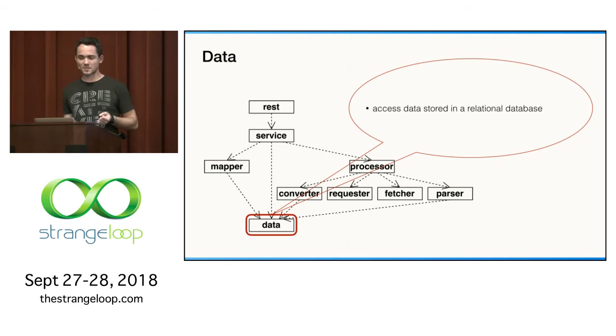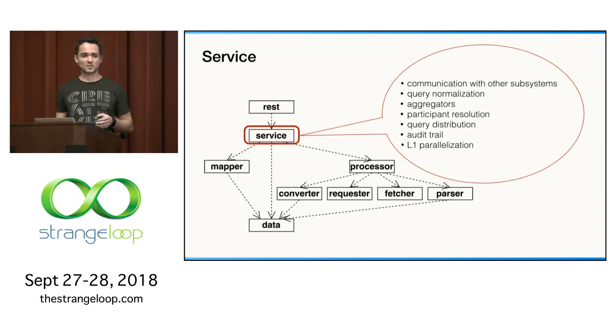So the data subsystem is actually pretty easy to explain. It basically takes care of data access. In our case, this is a relational database, MySQL, accessed through JPA. The service subsystem is sort of the core of the whole system. It takes care of communication between all the other components, and it takes care of things like query normalization. Basically, we support several different notations and several different conventions as inputs, things that people are used to from other tools, but internally we convert everything into a single canonical representation.